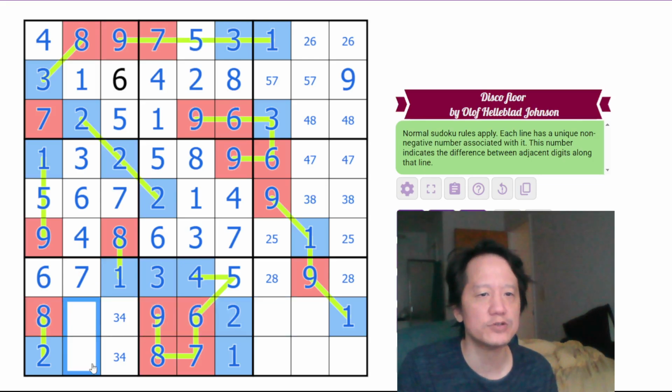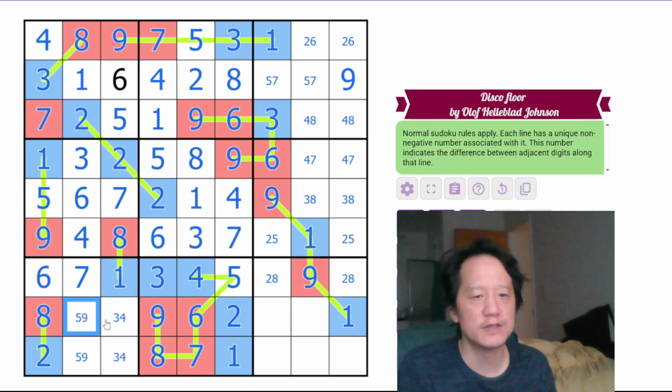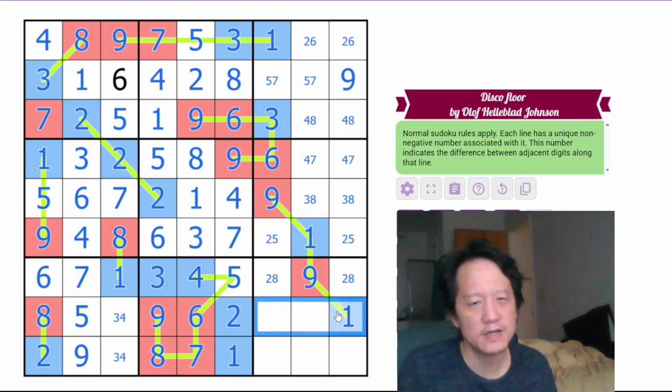Rest of column 2 is 5 or 9, and this can't be 9 because of the 9 in the row, so this is 5, this is 9. Rest of row 8 is 3, 4, and 7. So this can't be 3 because of the 3 in the column, so this is 4, 7, this is 3, 4, 7.